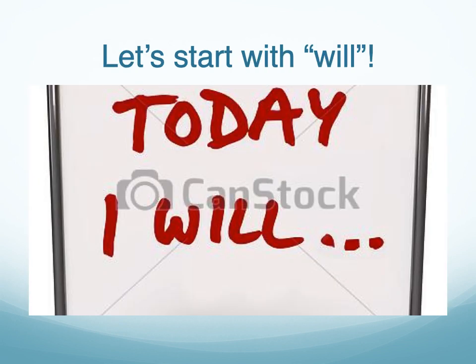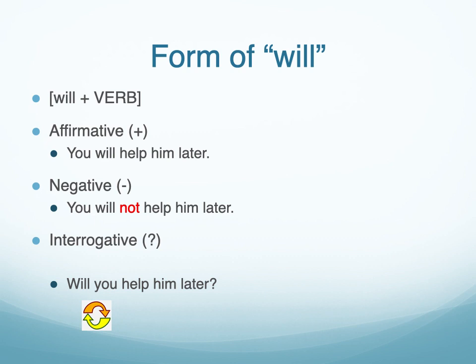Let's start with will. Here we have the form of will. So how do we write out will and put it into a sentence? It's actually pretty simple. All we do is take the word will, and then right after we put the verb, whatever verb we are using in the sentence. And that verb is going to be in the infinitive. So nothing changed to it, just run, jump, swim, whatever. In this example, we have help.